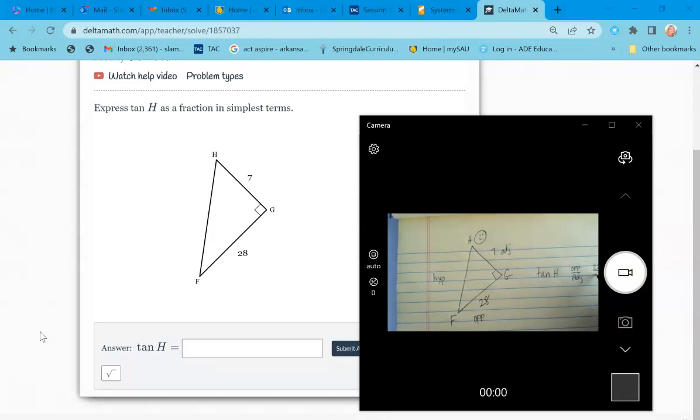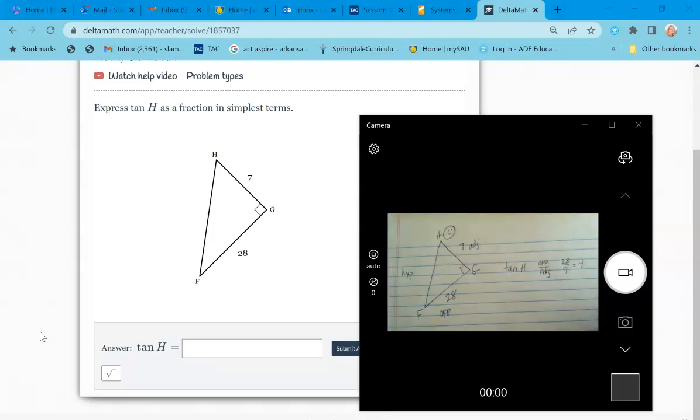28 over 7, which simplifies to 4. So my answer here is 4. It asks for it as a simplest fraction, which you would just put 4 as your answer.